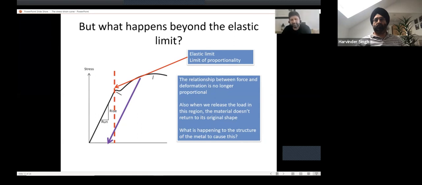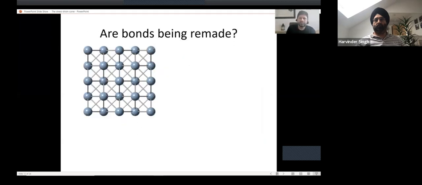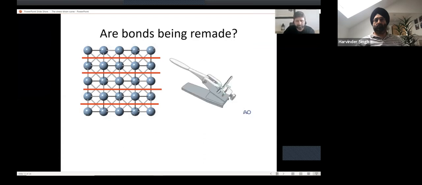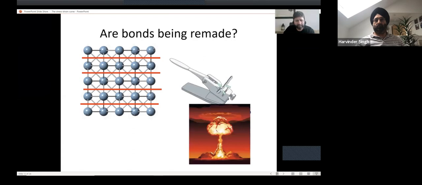So what is happening in the metal to explain this? So sometimes people will venture this answer that, oh, these bonds, are they being broken? And then the whole structure is moving on, and then new bonds are being made. I mean, if this was the case, then what it means is that every time we bent a metal plate, we would be unleashing enough energy equivalent to like a thermonuclear detonation.